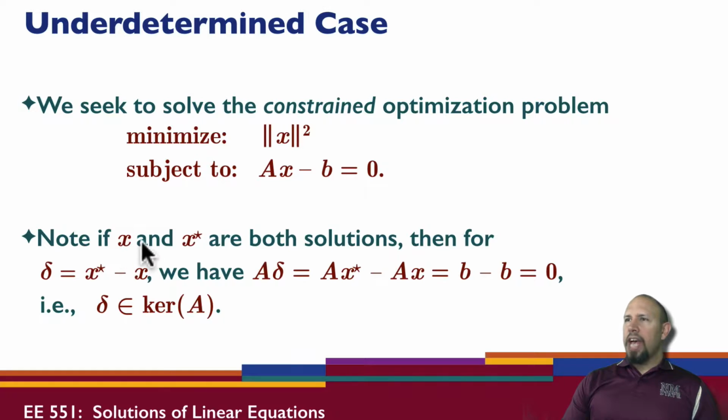So note that if both x and x star are solutions to this equation, then if I take delta equal to x star minus x, then A times delta is equal to A times x star minus A times x. But since these are both solutions, Ax star is equal to b, Ax is equal to b, we get b minus b is 0. So what does this say? A times delta is equal to 0. That is, delta is in the null space of A. Okay, so the difference between two solutions lies in the kernel of A.